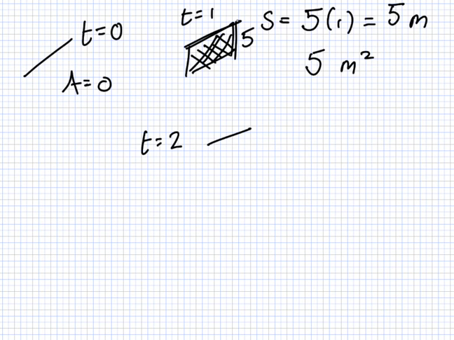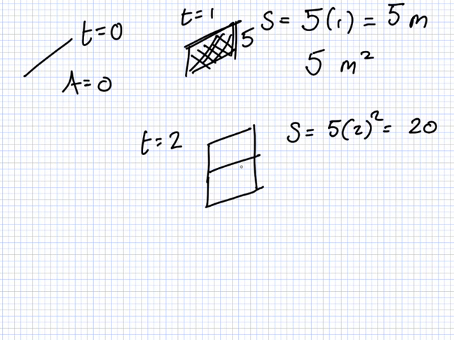Now, when T is 2, we can do the same thing here, S equals UT plus a half A T squared, so that is 20. But don't forget, I just care about how much is changing per second, okay? That's what I'm looking for here. So how much does it cover in the first second? 5. And how much does it cover in the next second? 15.